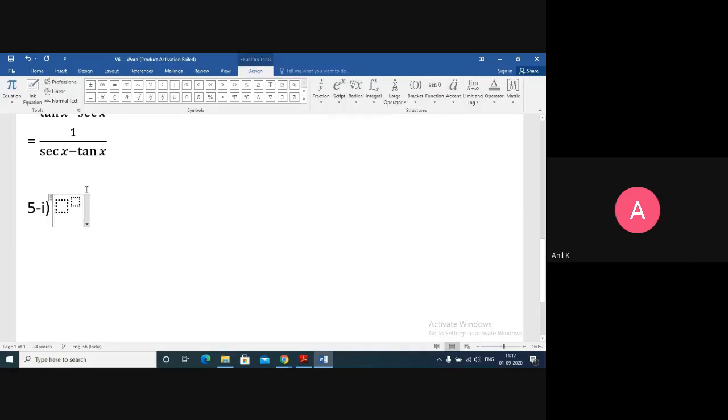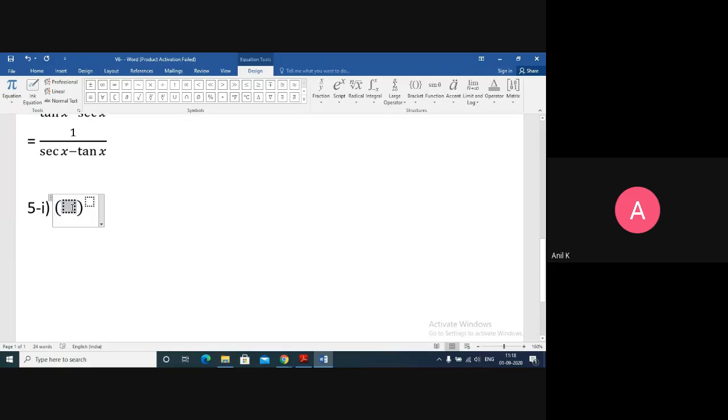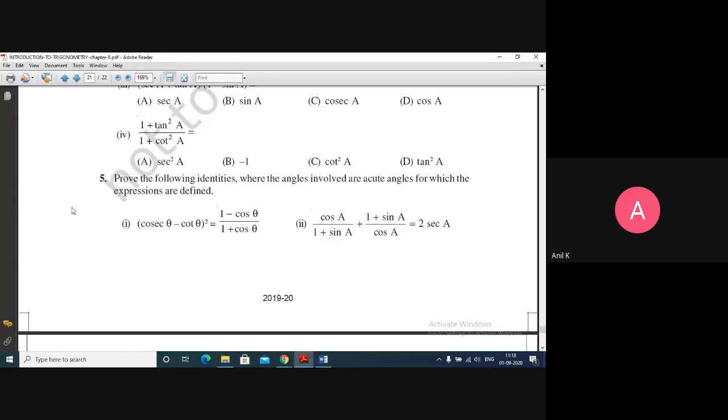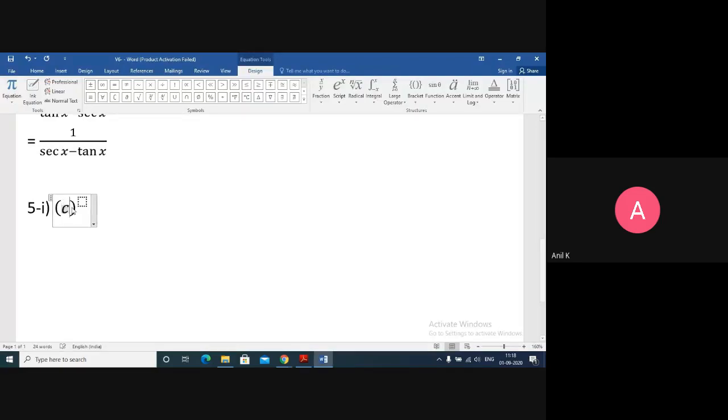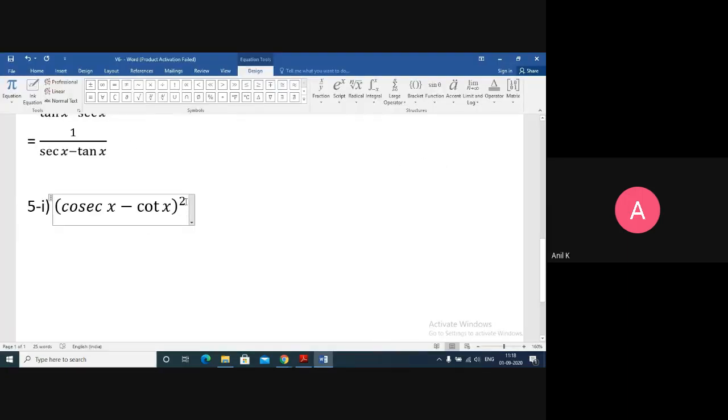Equation. So what is given in the equation? Cosec theta minus cot theta. So I'll take (cosec x minus cot x) whole square. We have to prove it as (1 minus cos theta) upon (1 plus cos theta). Okay, I'll start with the LHS. So here it will be whole square.